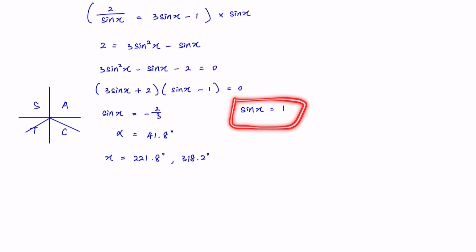And for the second situation, we have sine x equals 1, which is a positive number. So we have the angle in these two quadrants. When sine x is equal to 1, the base angle would be 90 degrees. So no doubt x is only here. So x is only 90 degrees for the second situation. So we have 3 solutions for x in this question.